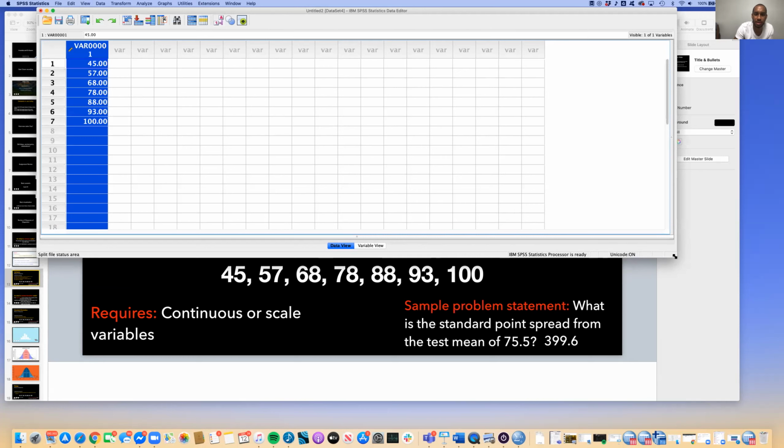Variable name contains, oh, because I'm supposed to be in data view. Okay. I'm supposed to be in data view? Yeah, data view. It should look like an Excel sheet. All right.